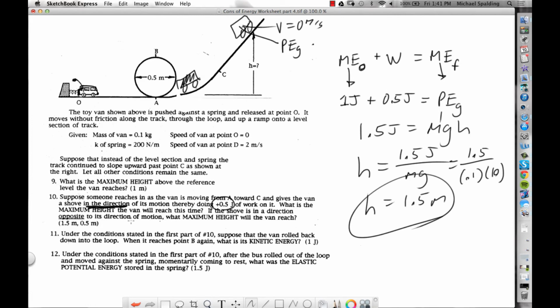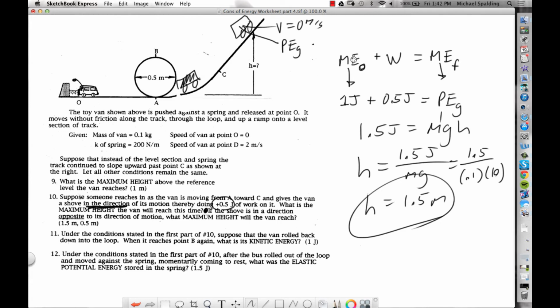And then the second part of this question, if the shove is in a direction opposite the motion, so the van's going up the hill and somebody pushes it down the hill. Is that going to add energy or remove energy? Add energy backwards. Well, I'm reading right here. It says, if the shove is in a direction opposite the motion, that's gonna remove energy, right?